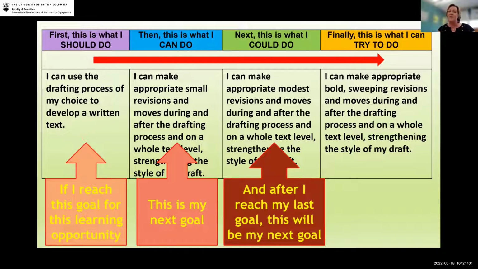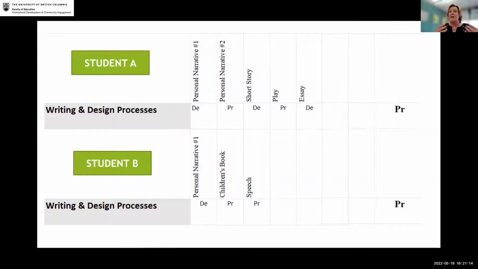Oh, I made it to can do. And that got me to developing. Then what's your goal? How are you going to be able to do this? What's your plan? What can I do to support you and get you to that goal? It's super powerful.